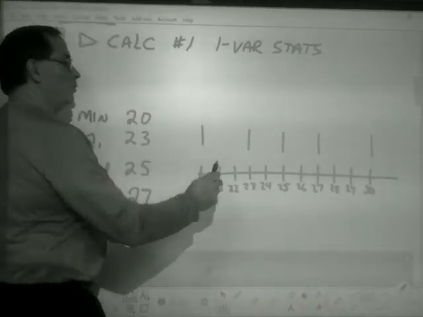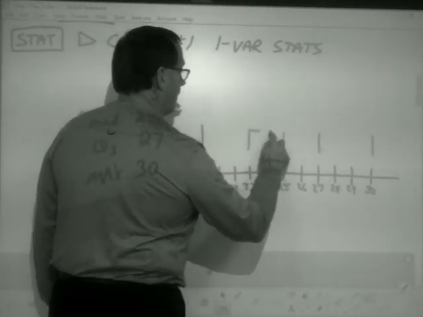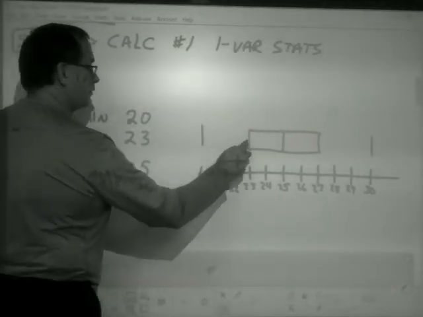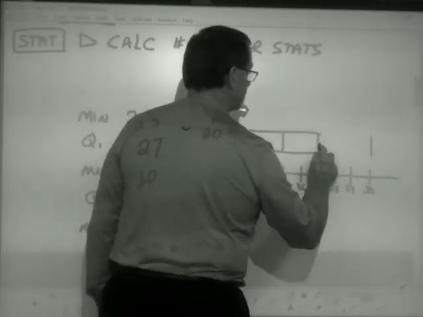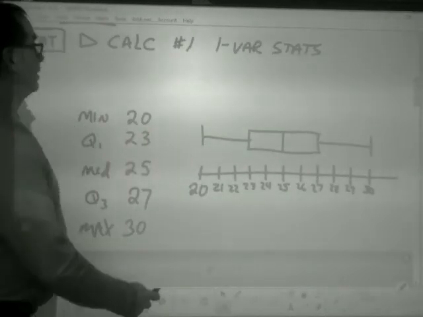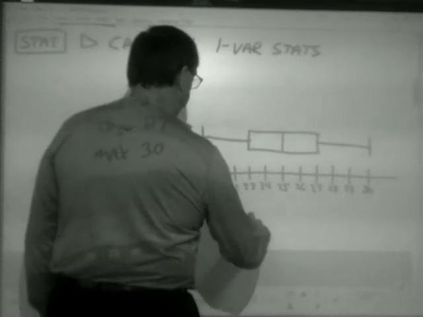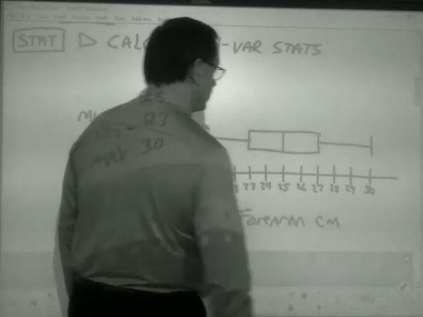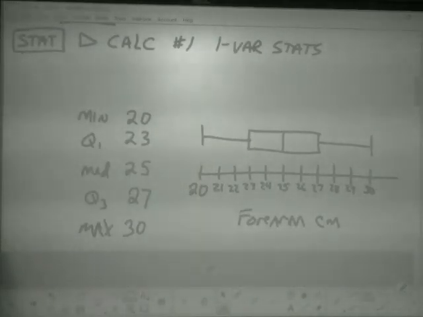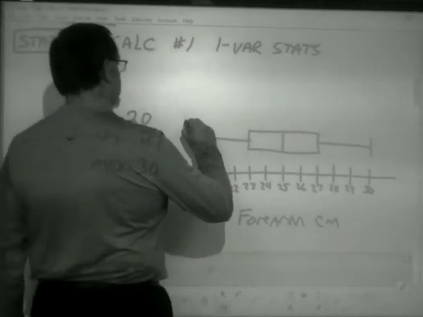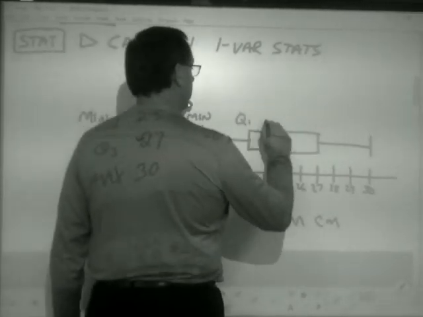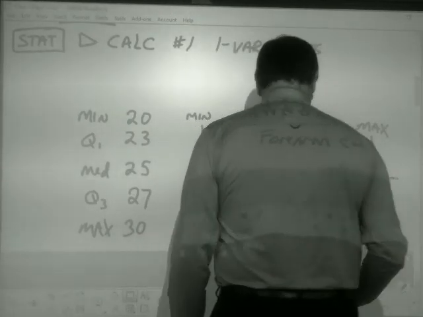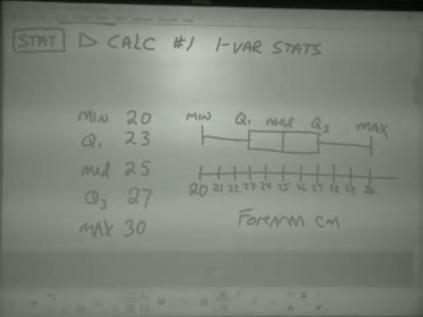Now again, this is a box and whisker. So from Q1 to Q3, we're going to box in. And then we whisker from the center to the min, the center to the max. And I need a label. This is forearm. And we measured this in centimeters. And now I have a complete and accurate drawing. I really should label these min, Q1, median, Q3, and maximum. And that's how you're going to take your calculator and make a box plot.